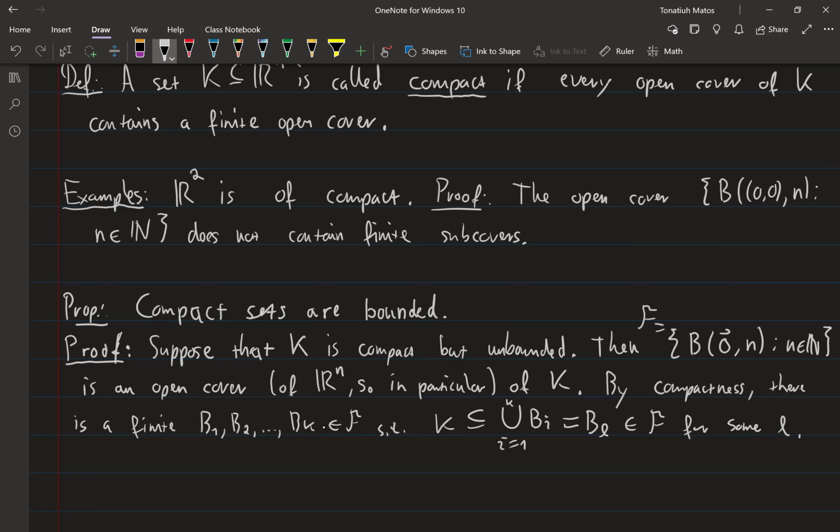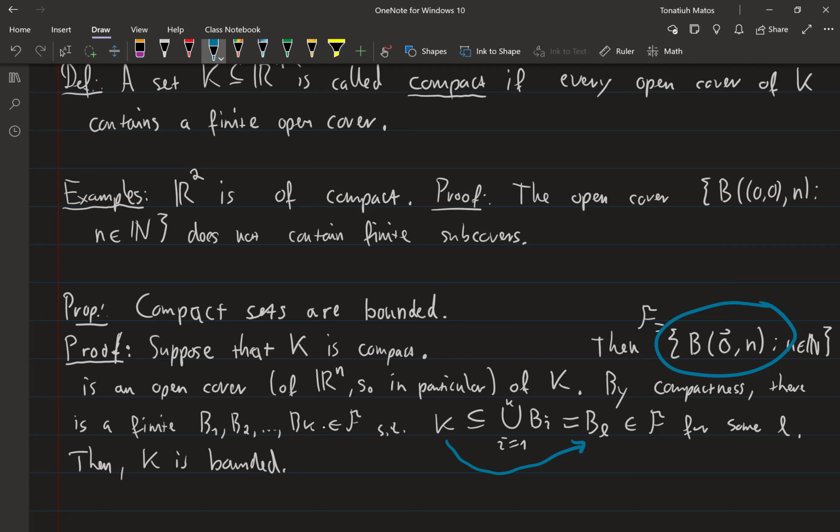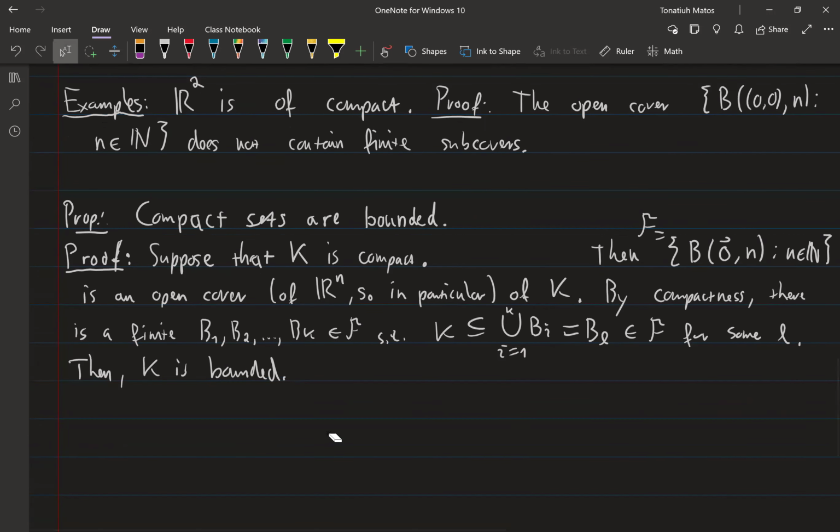But this contradicts, actually, I don't even have to write it by contradiction, right? I can just write it like this. Then K is bounded. K is bounded because K is contained in a ball. Not just any ball, but it is actually contained in one of these balls, but I don't really care about that. So it's contained in a ball of natural radius, where the radius is a natural number. Okay, so that was easy. We know that compact sets are bounded, so any unbounded set is unfit to be this.